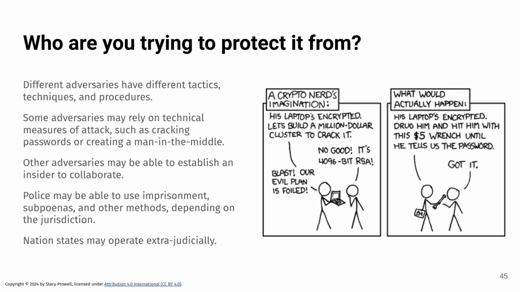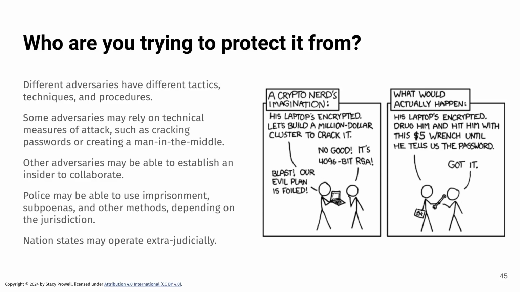Who are you trying to protect it from, right? Different adversaries have different tactics, techniques, and procedures, TTP. Some adversaries might rely on technical measures of attack. They might crack passwords, crack hashes. They might create a man in the middle because they have access and the technical ability to go and intercept your packets before they get to you, right? They can go and literally access machines that are on a path between different endpoints.